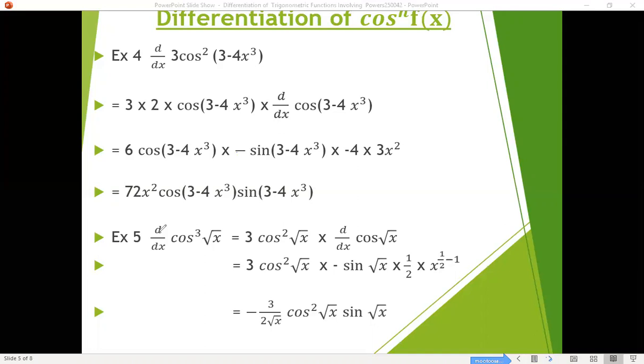Fifth example, derivative of cos cubed square root of x. Same principle, bring the 3 down, subtract 1 from the power, which is 2, and then multiply by the derivative of the cos function, that is cos root of x, which is minus sine root of x, multiplied by the derivative of square root of x, which is half x to the minus half. So you rearrange it, and the final answer is minus 3 upon 2 square root of x, cos squared root x, and sine root x.